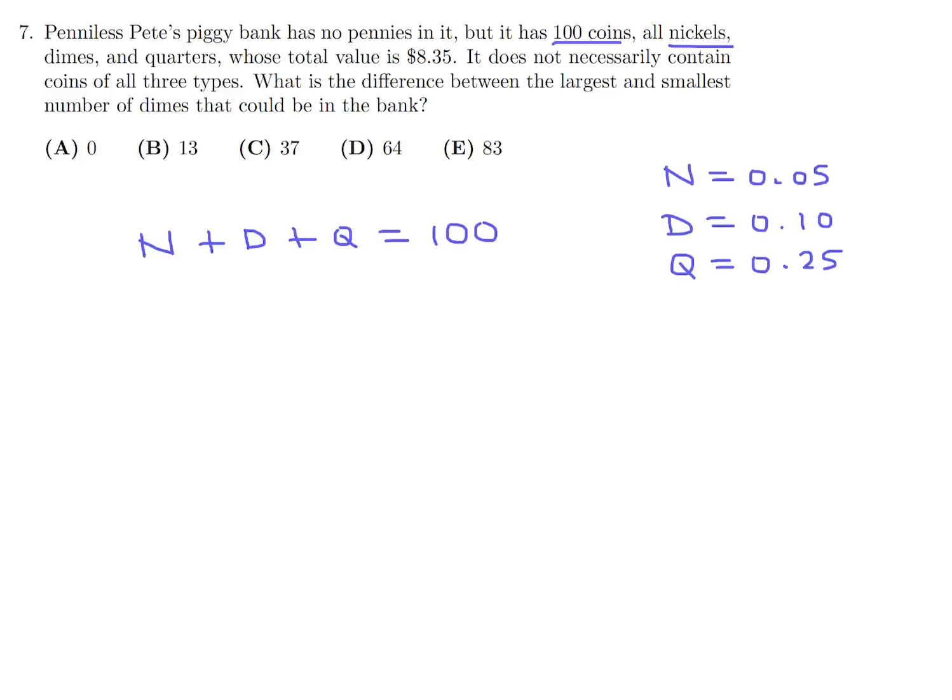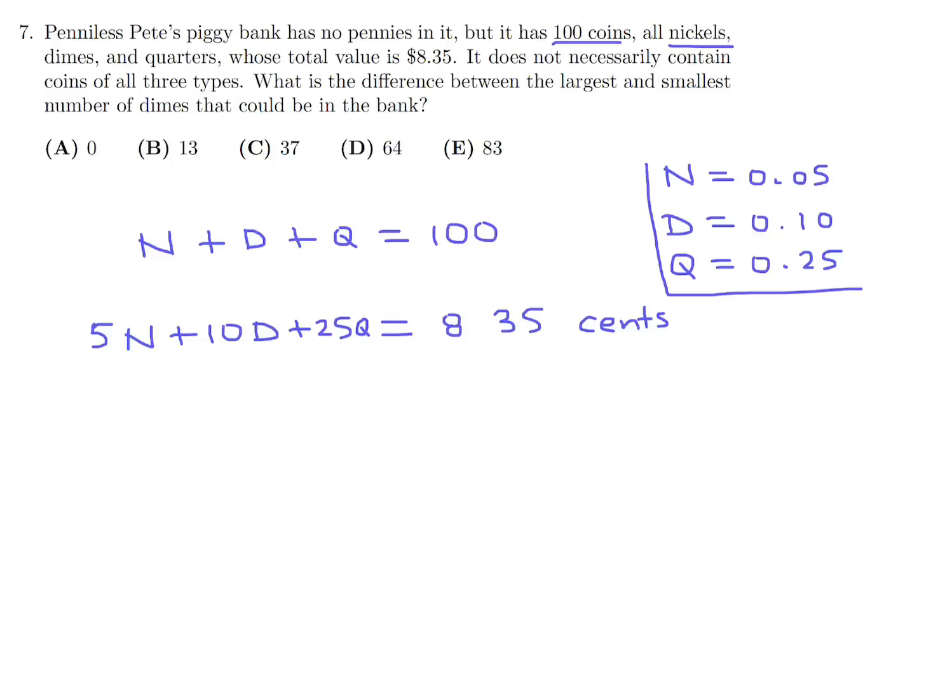And in terms of our dollar value, they've also given us that, $8.35. And that would essentially be 5 cents times each nickel, plus 10 cents times each dime, plus 25 cents times each quarter. And this actually will not equal 8.35. It will be 835 because I'm doing it all in cents. So I'll put that word in there. Cents. Just be careful there. And this was all in dollars.